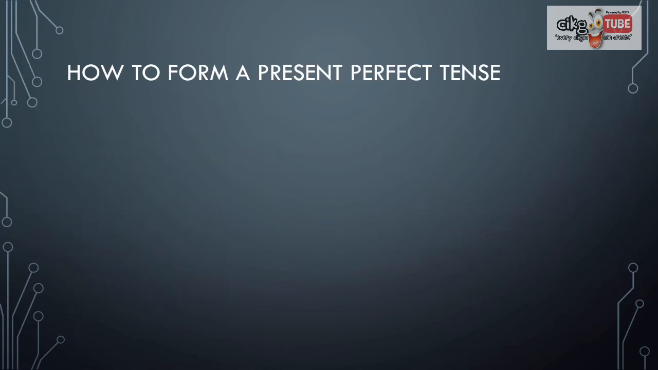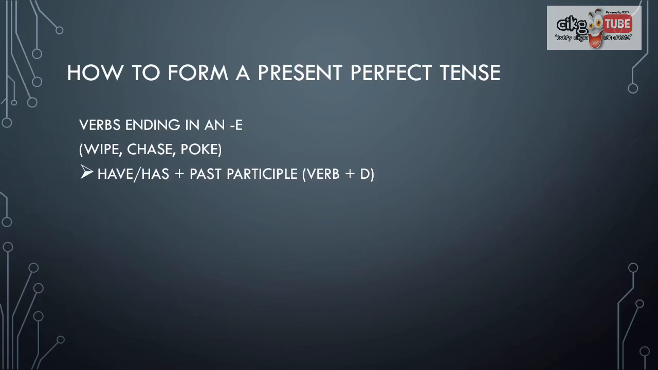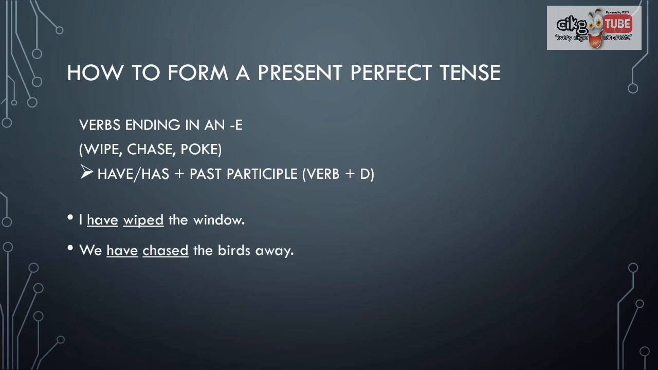Now we have to pay extra attention to verbs that end in an E, such as wipe, chase, and poke. For these verbs, we use the auxiliary verb to have and the past participle. But the past participle is made by simply adding a D to the verb. I have wiped the window. We have chased the birds away. He has poked his sleepy classmate.